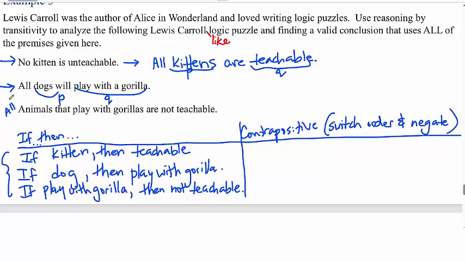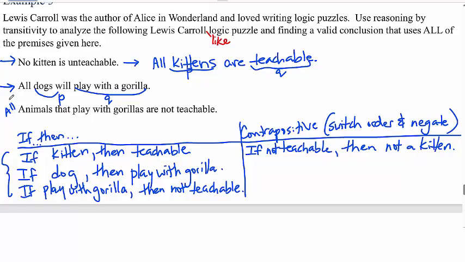So instead of if you're a kitten, then you're teachable, we're going to switch the order. So in the if part, we're going to have the teachable, but we have to negate it. So if not teachable, then not a kitten.